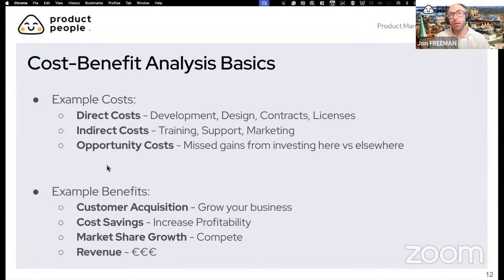Example benefits, customer acquisition, we want to grow the business, right? Cost savings, a saving is a benefit, ultimately ends up increasing your profitability or your chances of getting to being a profitable organization. You want market share growth, so you're able to compete within that market. And then sometimes it's just pure revenue, pure top line. And if you have an upsell opportunity, you might not necessarily need to think about customer acquisition because you already have the customer, but hey, we're able to generate more revenue from that customer, right?